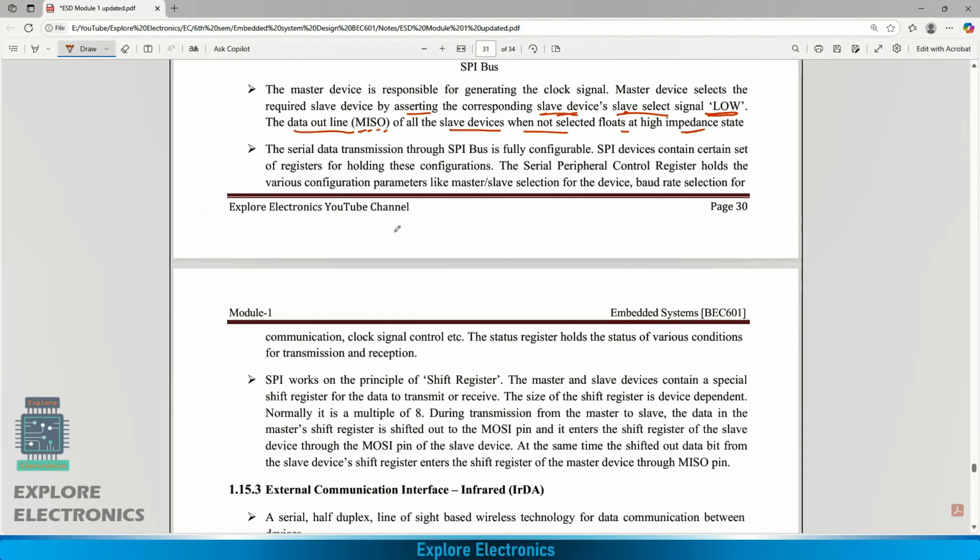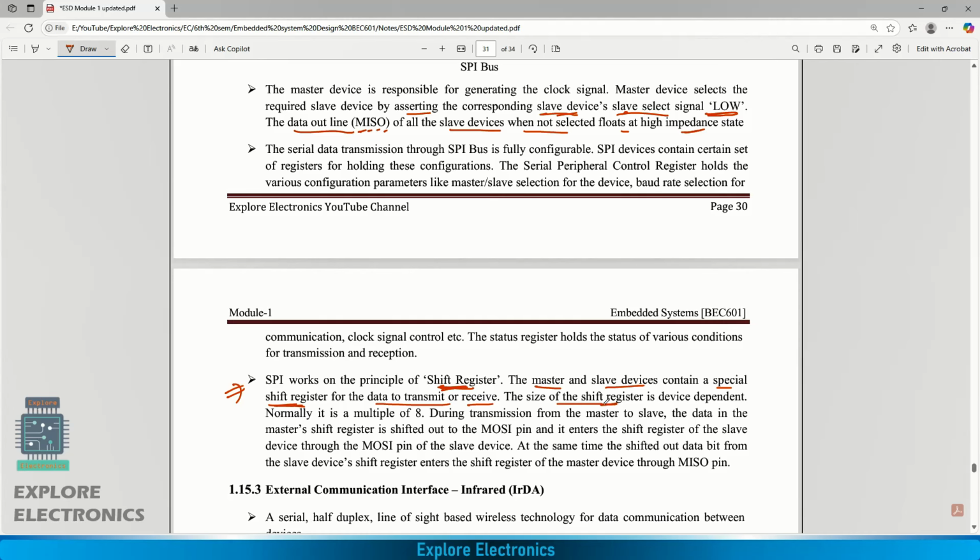And we need to understand the working here. SPI devices, or the slaves, contain a set of registers holding the configurations and the addresses corresponding to that. There will be baud rate selection and clock signal control as well. So how SPI works: it works on the principle of the shift register. Master and slave devices can control this special shift register for data to transmit or receive.